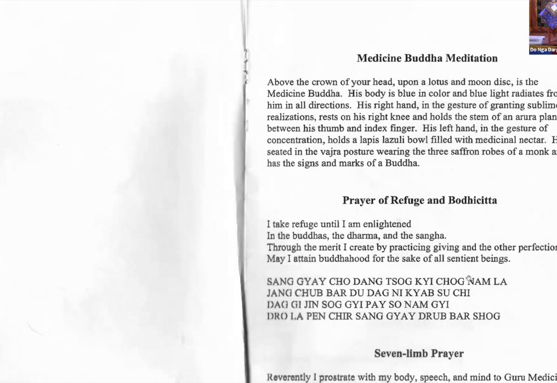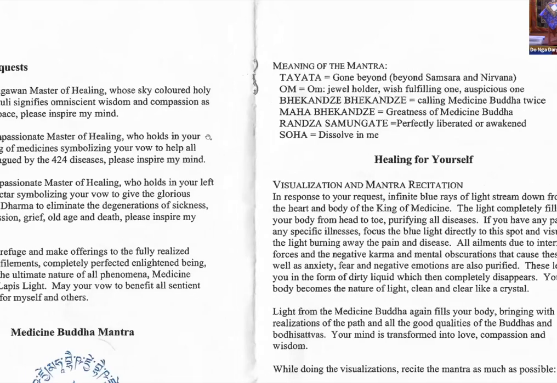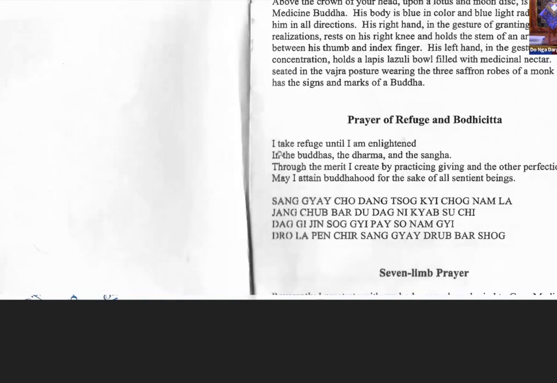Okay, so now we're going to clarify our motivation and our intention by taking refuge, stating the Bodhisattva aspiration, and doing the seven limb prayer. We'll just do the refuge and bodhicitta once, since we've already done it. I take refuge until I am enlightened in the Buddhas, the Dharma, and the Sangha. Through the merit I create by practicing giving and the other perfections, may I attain Buddhahood for the sake of all sentient beings.